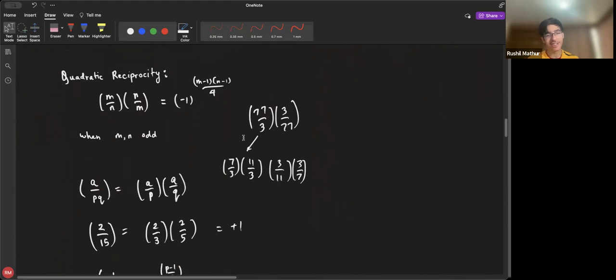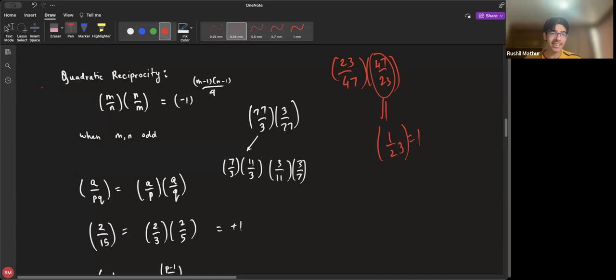One thing worth noting is that a lot of people end up misusing quadratic reciprocity just because you mess up the sign or something like that. So if you want some practice, just try doing something like 23 by 47, because that actually turns out to be very easy: you multiply it by 47 by 23 and this thing is just equal to 1 by 23, and that's equal to 1.